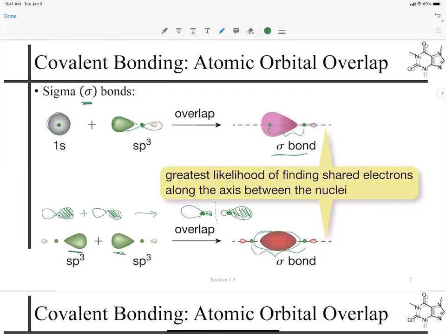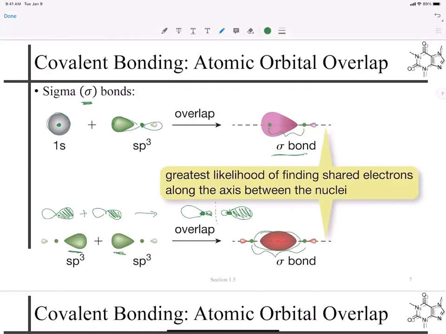So we can have two s orbitals overlap to form a sigma bond. We can have an s and a p orbital that overlap to give you a sigma bond. You can have two p orbitals or even these sp3 hybrids, which look very similar to p orbitals. And they can all overlap in a head-to-head fashion to give us sigma bonds. How do we get pi bonds?